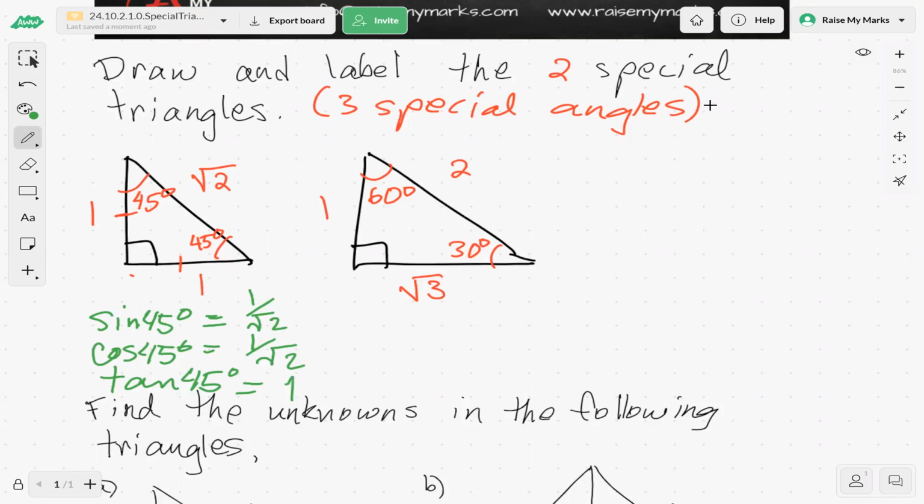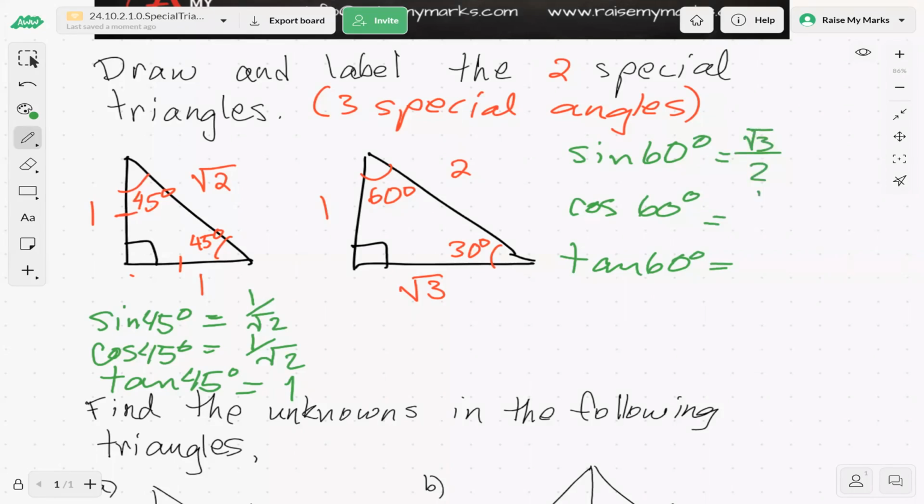That's our first angle. Now our second angle, 60 degrees. Let's look at that one. Sine of 60, cosine of 60, tangent of 60 degrees. What do these equal? Sine of 60 is root 3 over 2. Cosine of 60 is 1 over 2. Tangent of 60 is root 3 over 1, just root 3.